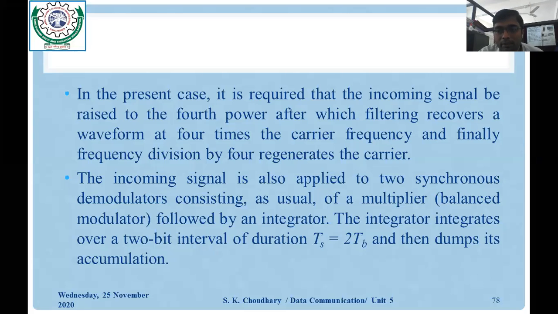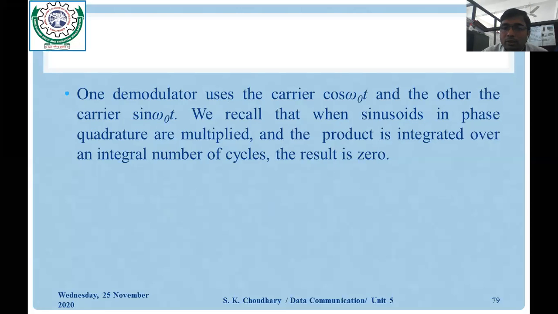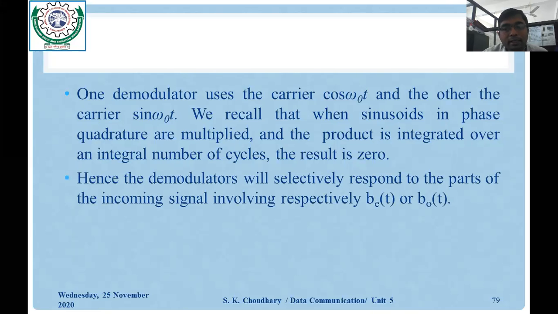So 2 Tb, that is equivalent to Ts, here meaning the symbol period. A symbol is made up from the 2 bits, that's why it is twice the bit period. And then it dumps its accumulation. Once the multiplier uses the carrier cos omega naught t, the other is using sin omega naught t. If you recall, when sinusoids in phase and quadrature are multiplied, the product integrated over an integral number of cycles results in 0.